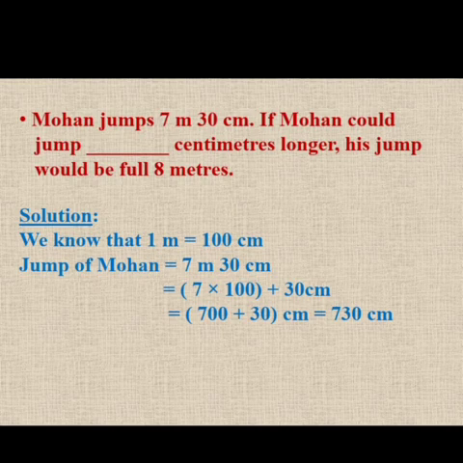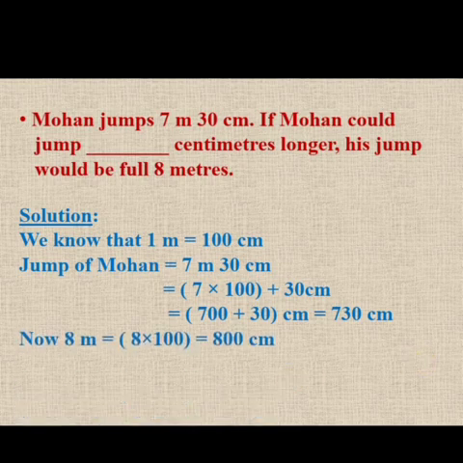Now, we all know that 1 meter is equal to 100 centimeter. Therefore, 7 meter is equal to 7 multiplied by 100. When we convert the meter into centimeter, we have to multiply the number with 100, right? So, we can write 7 multiplied by 100 plus 30 centimeter. Now, you will get 700 plus 30 centimeter is equal to 730 centimeter. That means jump of Mohan is equal to 730 centimeter.